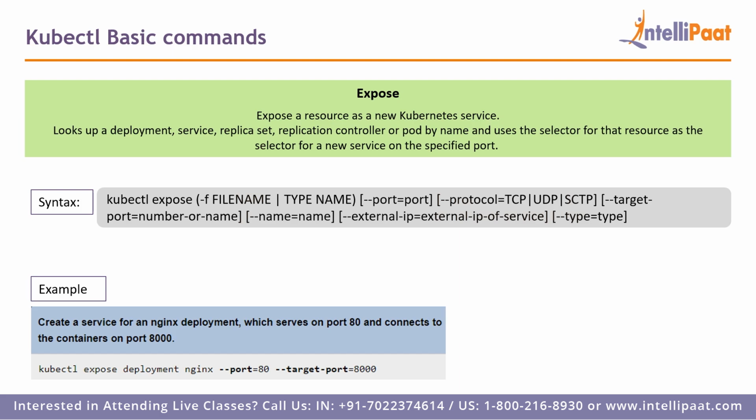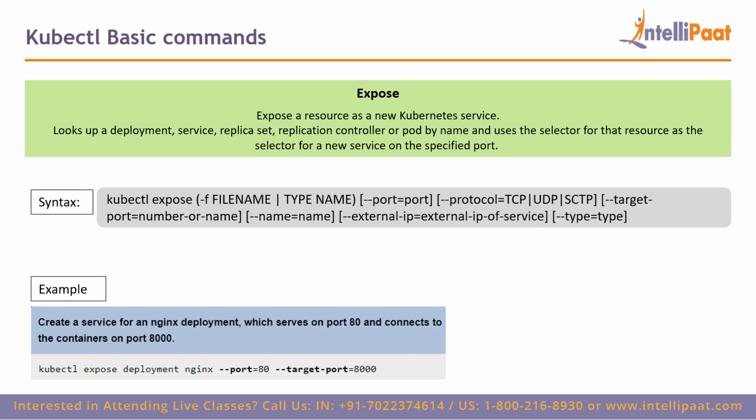So the basic syntax for that is kubectl expose, and then you can have the type or the file name. So for example, here the deployment is the type name of the resource that we are providing, and then you have to give the deployment's name. So deployment and the deployment's name is nginx, and --port 80, that is the port that it is currently serving on, and the target port is 8000. So you have to provide both in order to do that, right?